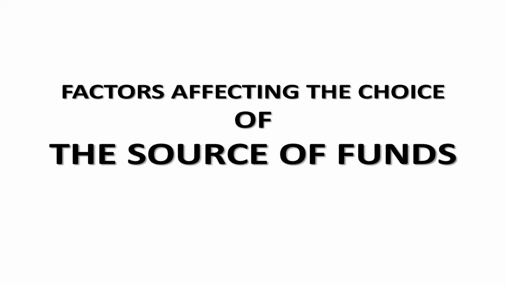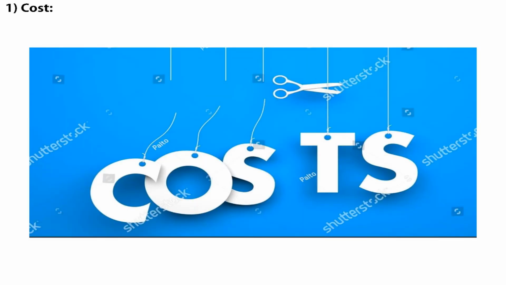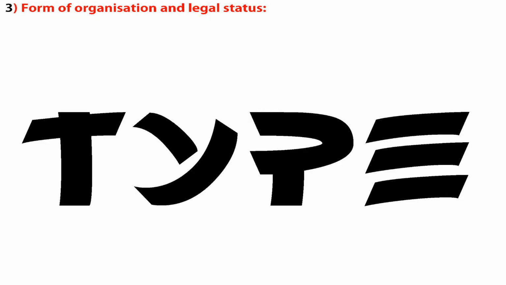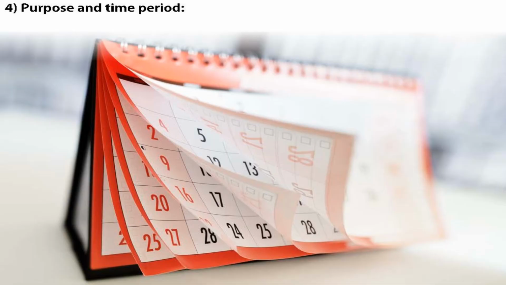Factors affecting the choice of source of funds. The first one, cost, will affect when choosing a source of fund. Second one, financial strength and stability of operation. In the choice of source of funds, a business should be in a sound financial position so as to be able to repay the principal amount and interest on the borrowed amount. Form of organization and legal status will also affect the choice of source of business fund. The fourth one, purpose and the time period, will also affect the choice of the source of funds.